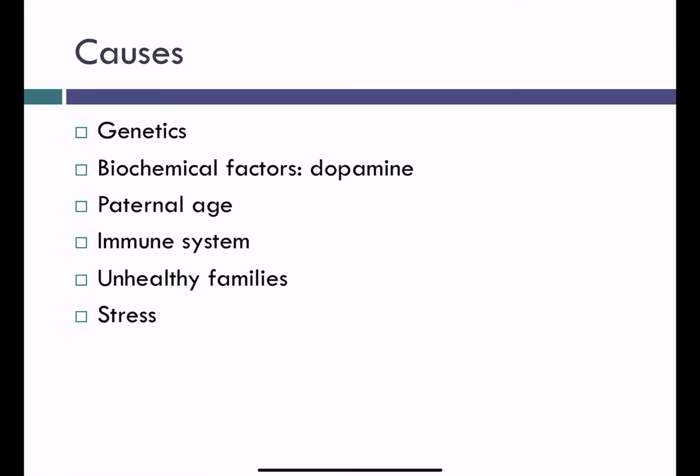Unhealthy families. So we know that families in which there is kind of psychological disturbance, people who are the victims of abuse, are much more likely to develop schizophrenia, especially if they also have a genetic risk. And stress is also a significant component. So we see higher rates of schizophrenia in areas with higher stress, so people of lower socioeconomic status. And often there's kind of this combination between stress and genetic risk.